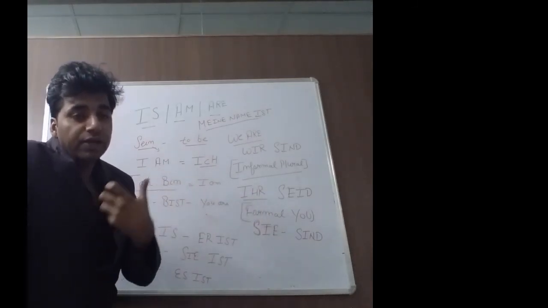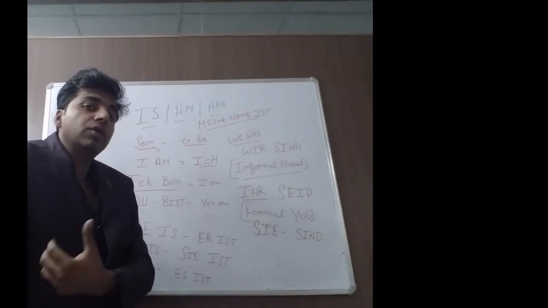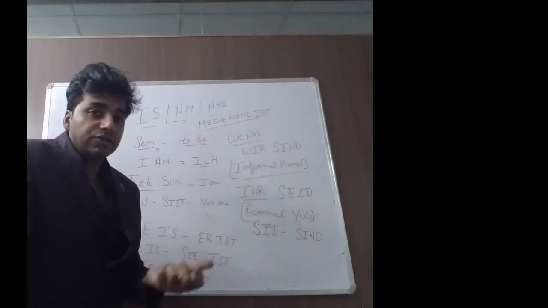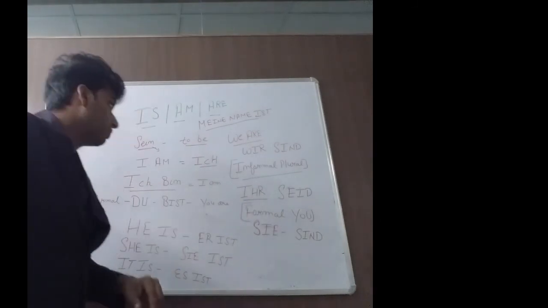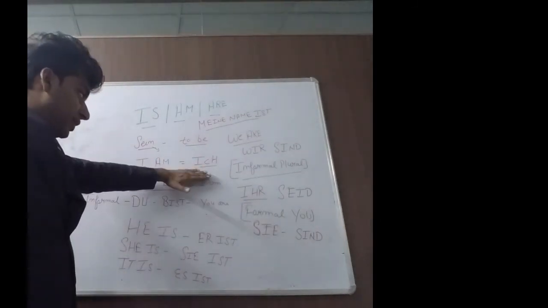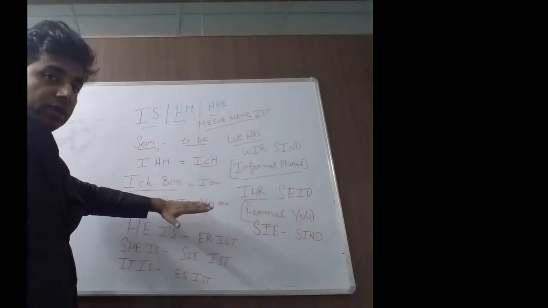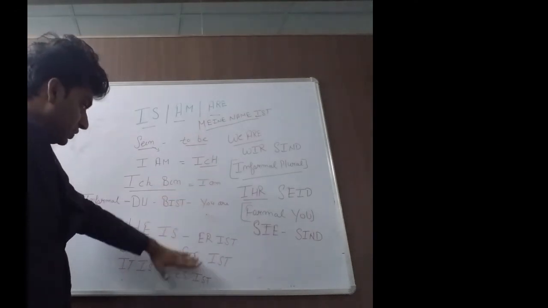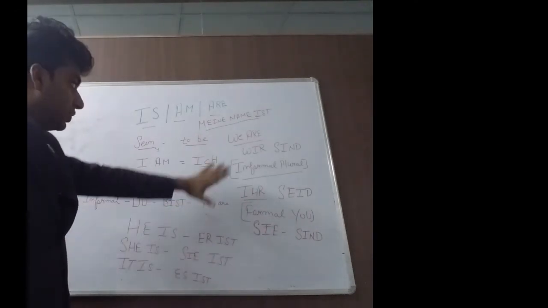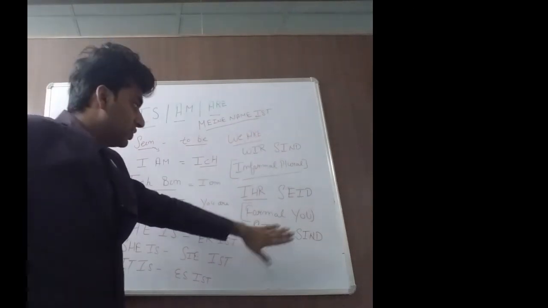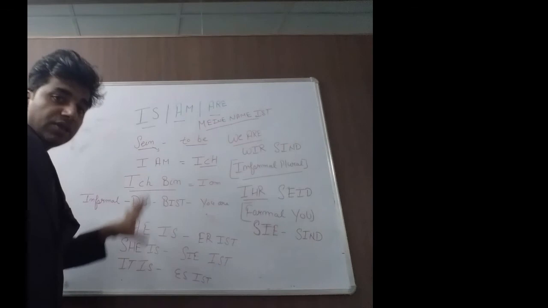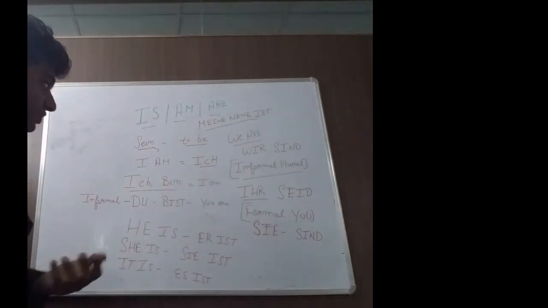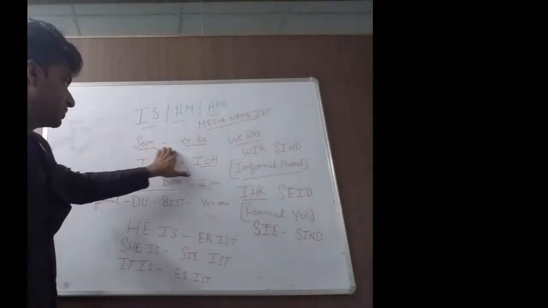Ihr seid is my informal when I'm speaking with a lot of people, like guys. You guys are. So we have ihr seid. So repeat after me one more time. Ich bin, du bist, er, sie, es ist. Okay. Wir sind, sie sind, and ihr seid. Okay, so this is the conjugation of my present tense in terms of is, am, are.